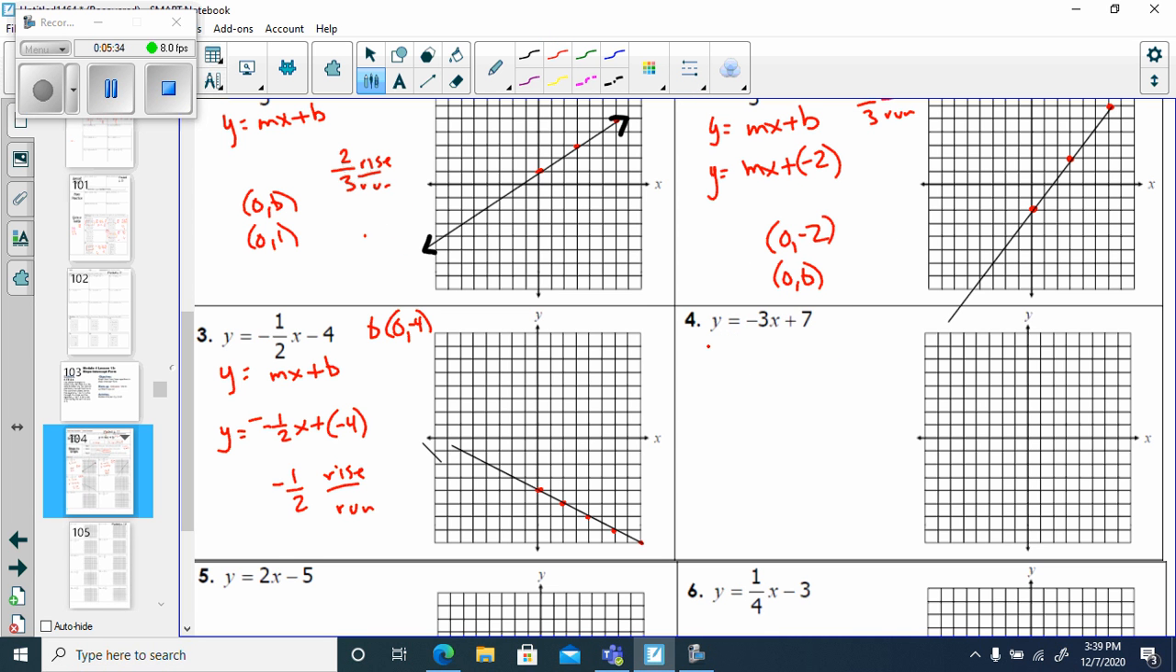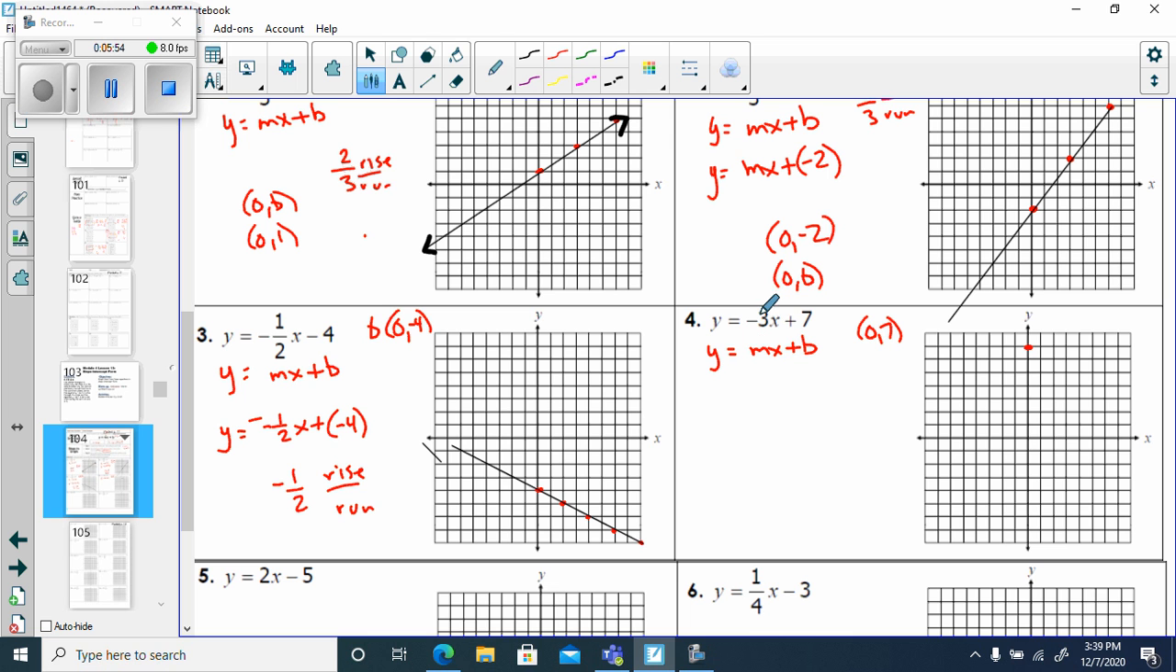On this one, y is equal to mx plus b. Our b is positive 7. That's the point (0, 7). So I go to 7 on the y-axis. From the origin, I go up 1, 2, 3, 4, 5, 6, 7.